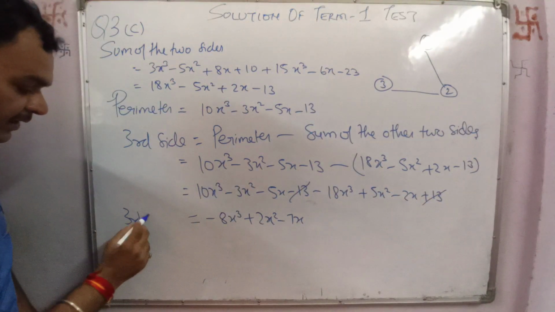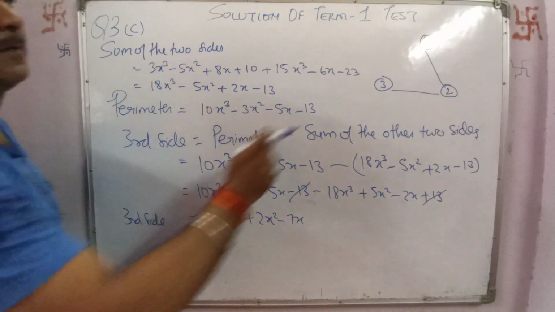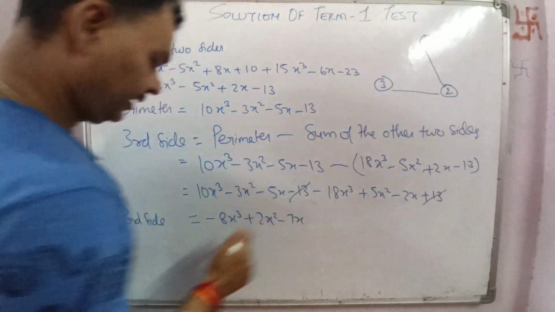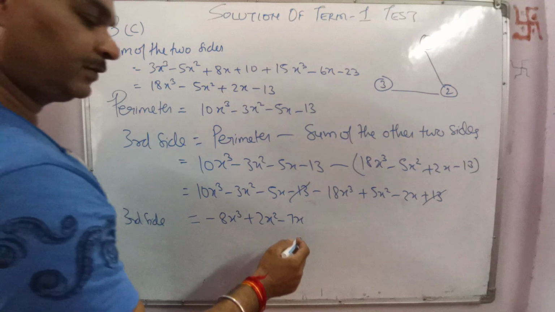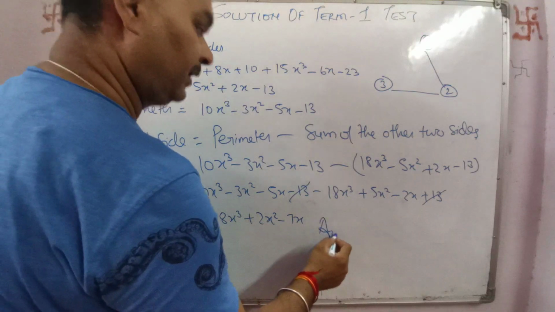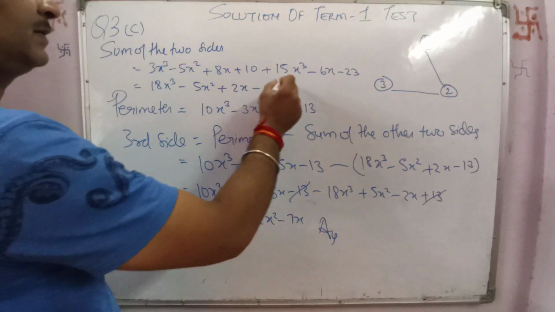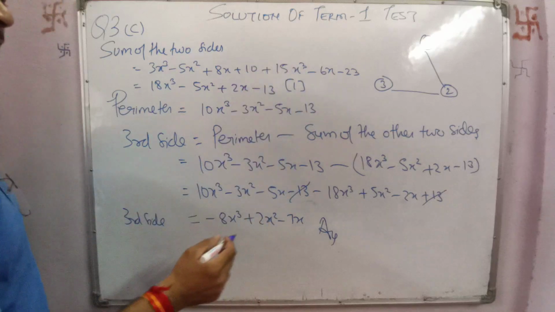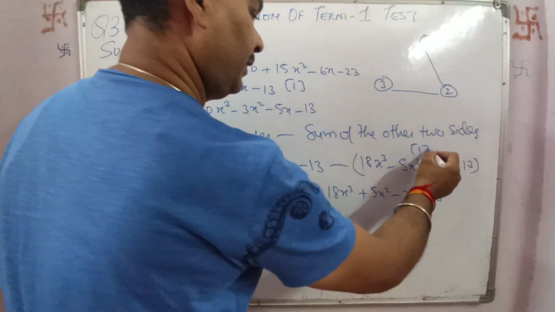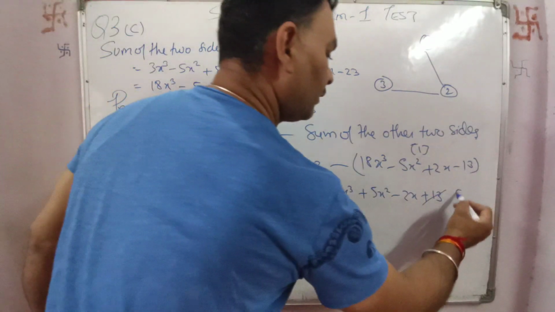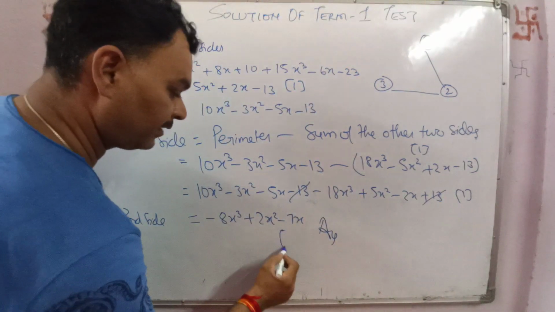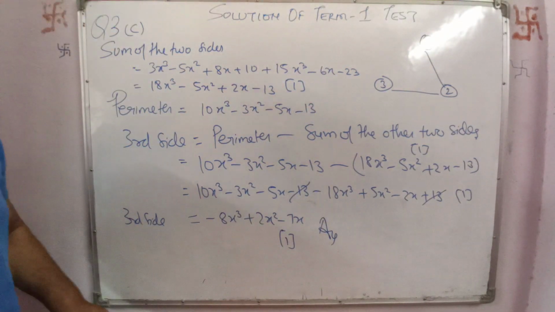So the third side, or the distance between first and third atom, is minus 8x cube plus 2x square minus 7x. And the mark distribution for this is first this one, then 1 mark here, then 1 mark for changing the sign, and 1 mark for the correct answer.